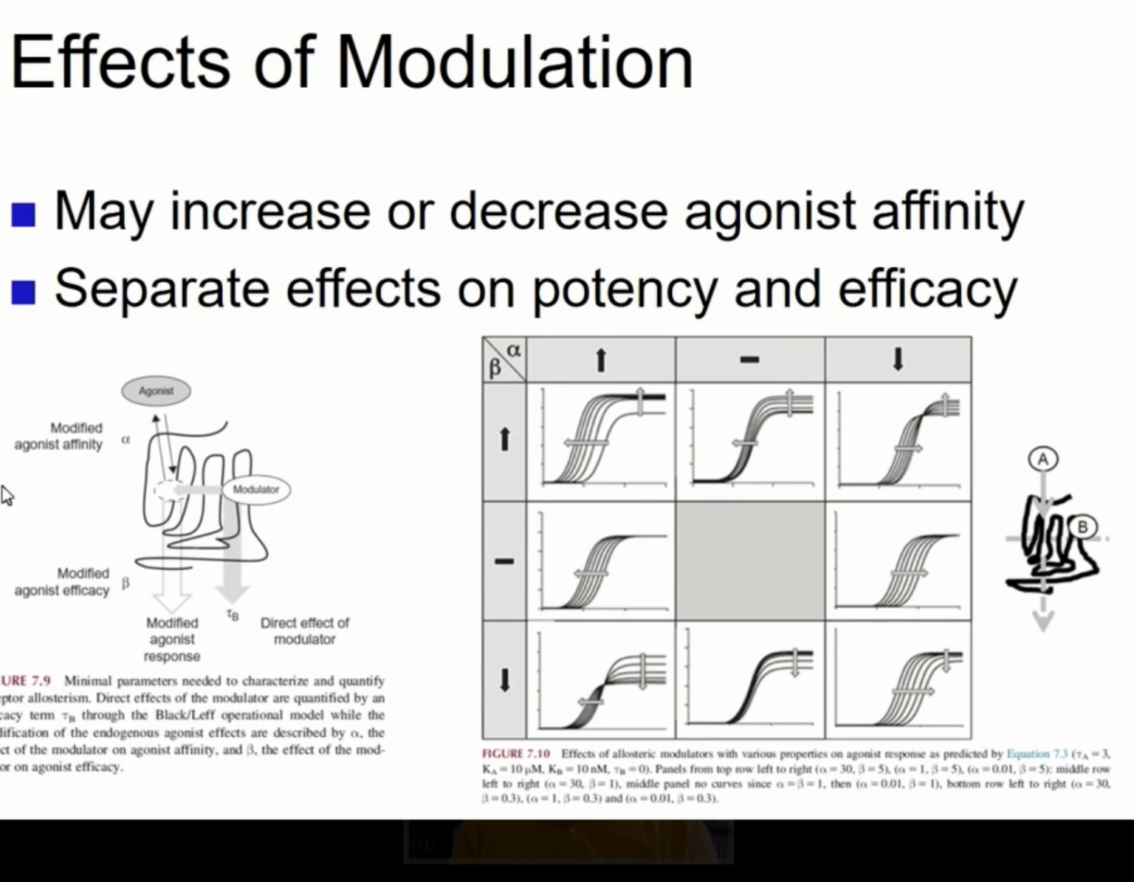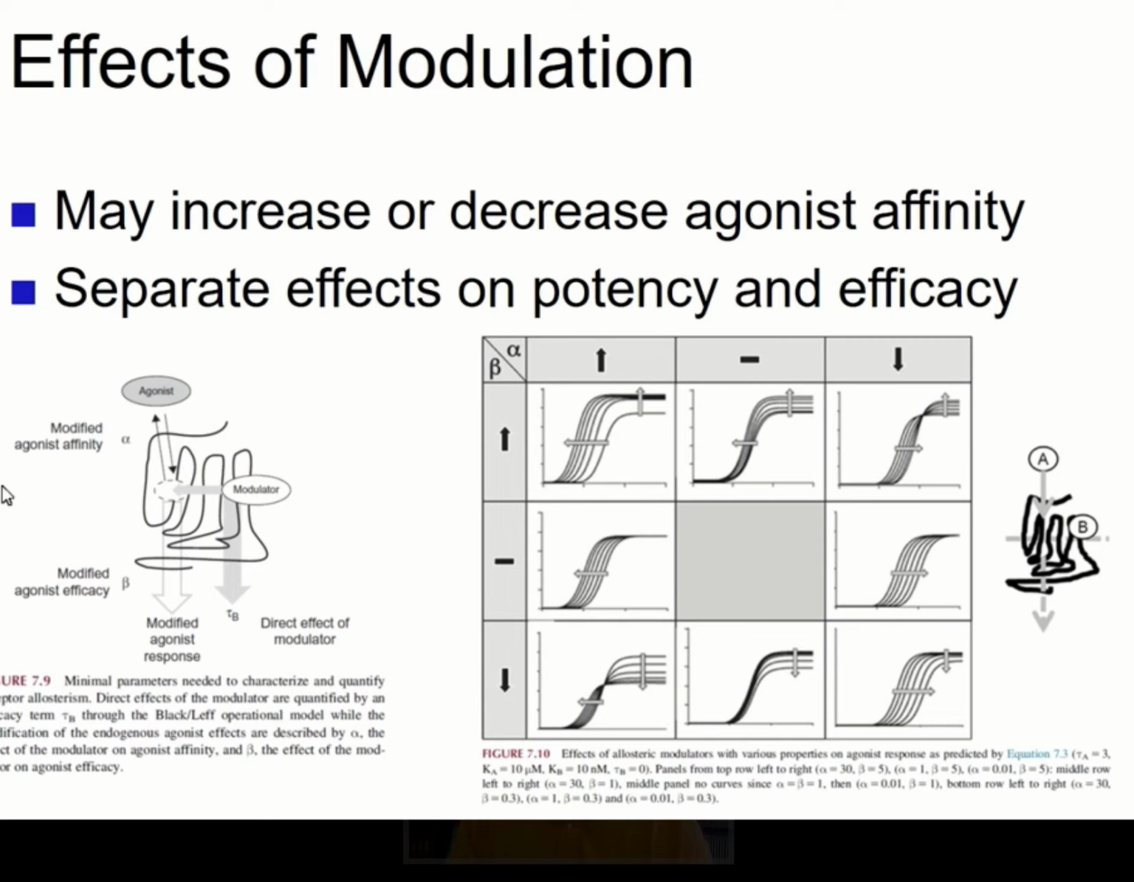Here, we are looking at the effect of modulators on dose response curves. If we start with changing alpha only and not changing beta, that is the top left and the middle left and middle right here. In this situation, all we're doing is changing the affinity of the agonist. That's changing the potency. We expect a shift left or right of our dose response curve for our agonist. If we increase affinity, we're going to shift to the left. If we decrease affinity, we're going to shift to the right.